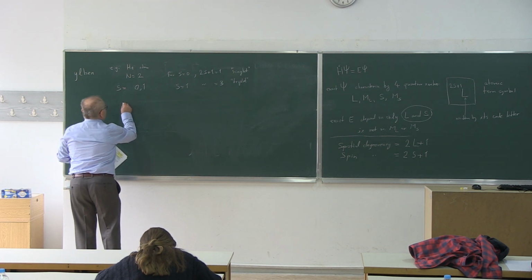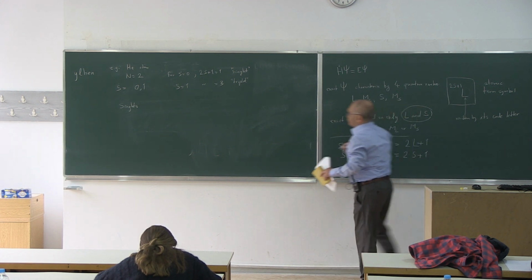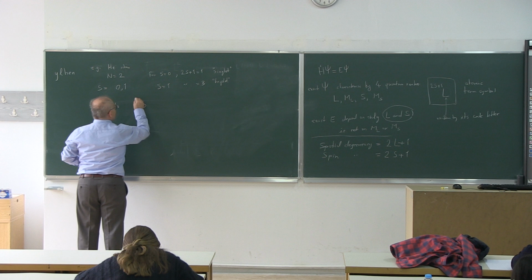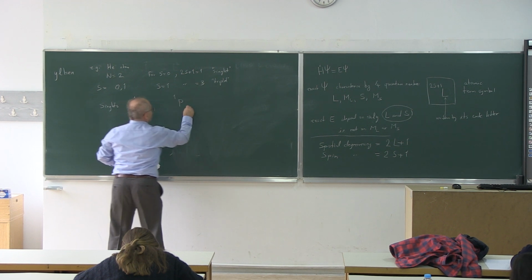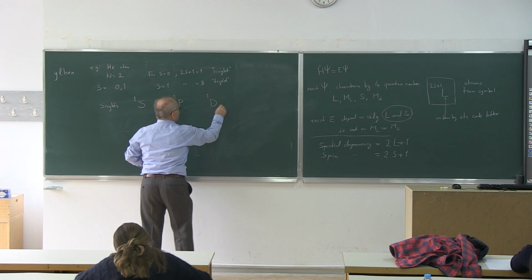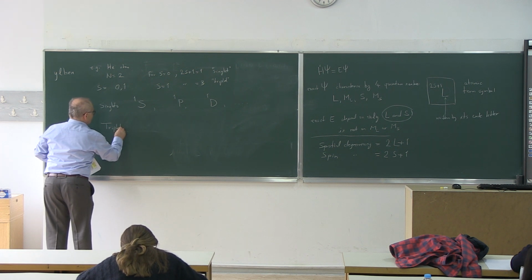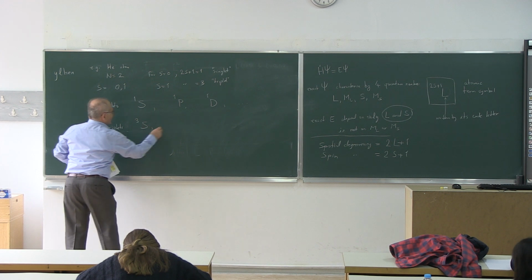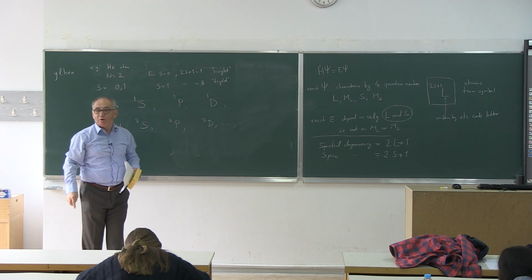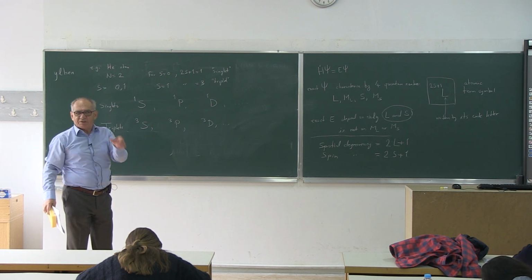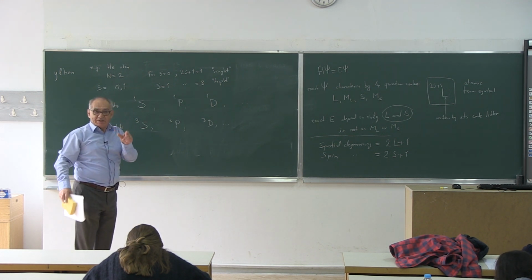Now, for singlets, we use the atomic term symbol. This is the L value. And for triplets, these are the possible term symbols for the electronic states of helium. You should also remember this.